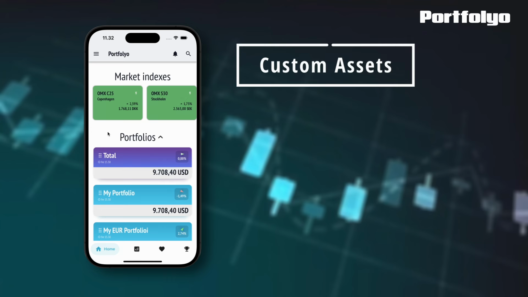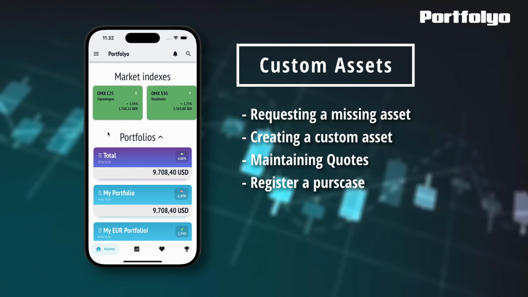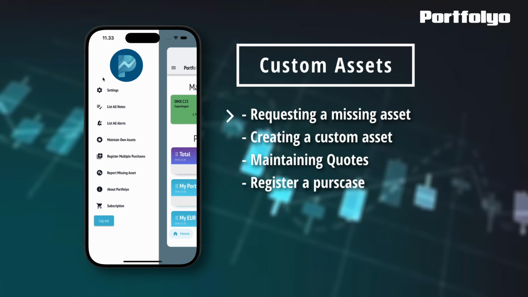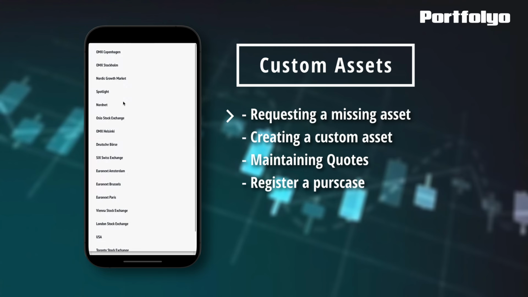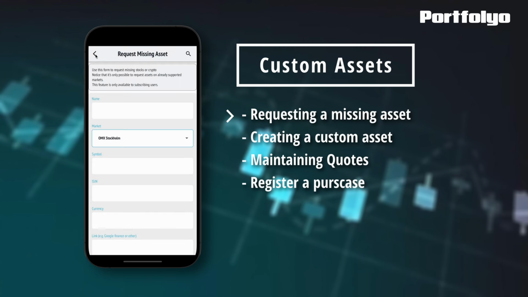Portfolyo provides access to prices on thousands of stocks, ETFs, funds, and cryptocurrencies. However, you might encounter an asset that isn't available. If you have a subscription to the app, you can contact us and request that the asset be added. This requires the asset to be traded on one of the supported exchanges and for Portfolyo to have access to its price. If that's not possible, you can create your own assets.